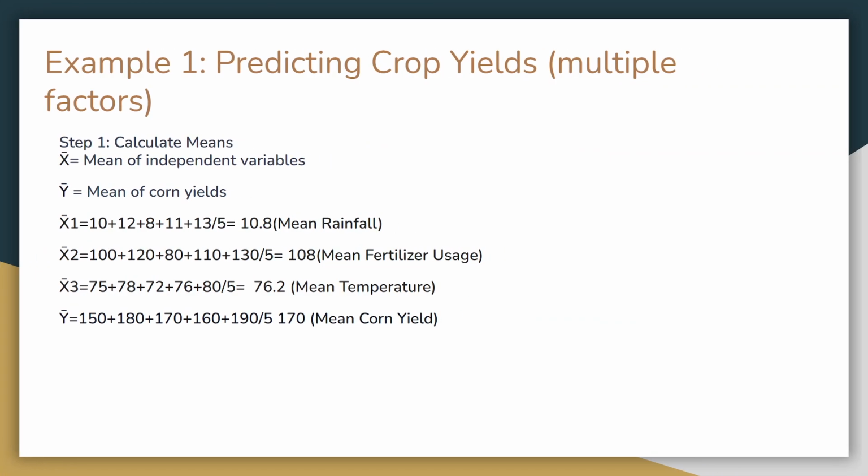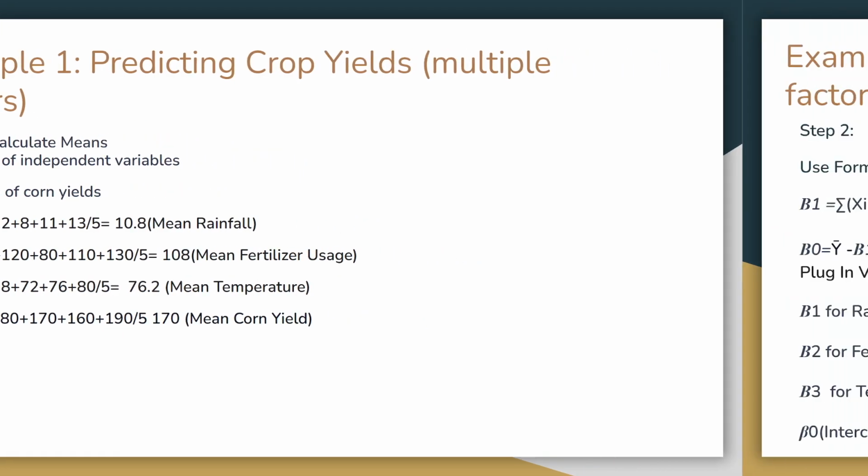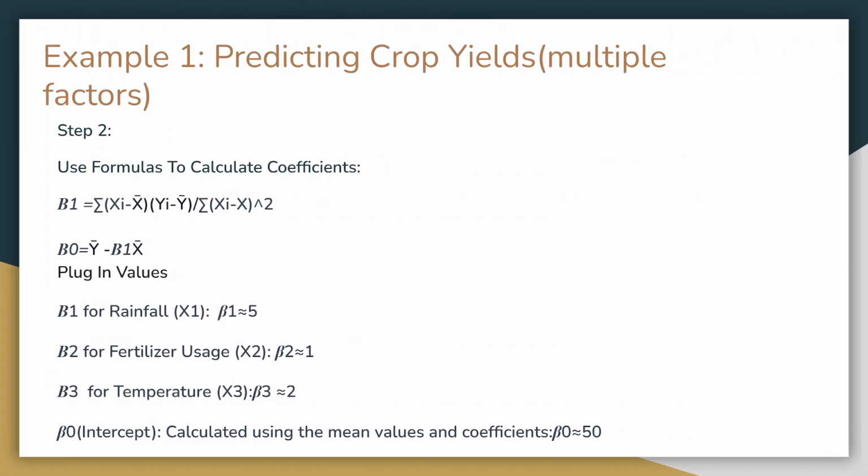First, what you want to do is calculate the means. The mean for the rainfall is 10.8, the mean for fertilizer usage is 108, the mean for temperature is 76.2, and the mean for corn yield is 170. Predicting crop yields. Step 2. You want to use this formula to calculate the coefficients, and you plug in your values, and those are your first set of answers.